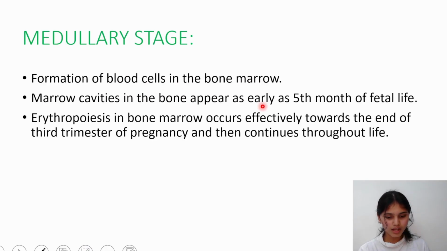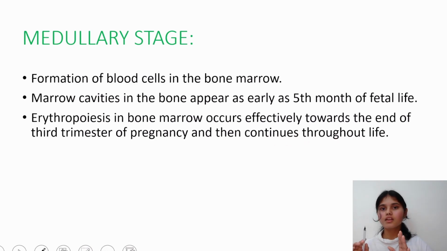Marrow cavities in the bone appear as early as the 5th month of fetal life. So you can remember one number: the fifth month of fetal life. The hepatic stage reaches its peak during the 5th month, and in the medullary stage the marrow cavities in the bone, which are responsible for hematopoiesis, appear as early as the 5th month of fetal life. Now, erythropoiesis, that is formation of RBCs, in the bone marrow occurs effectively towards the end of the 3rd trimester of pregnancy and then continues throughout life.